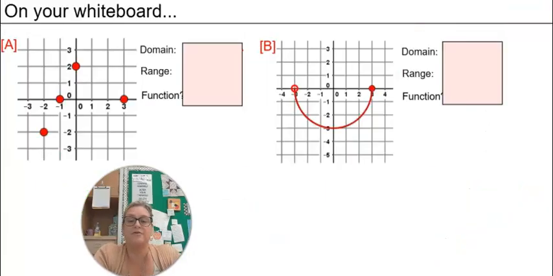Okay, so take a second and try these two examples on some scratch paper or on your whiteboard, and when you're ready to check your answers, you can resume the video.